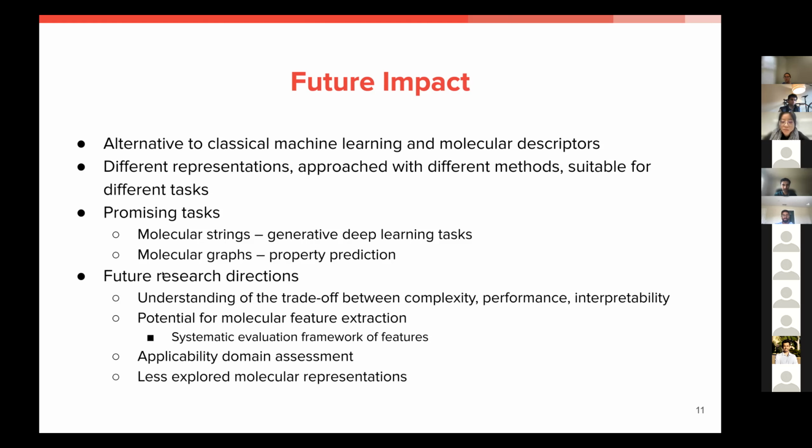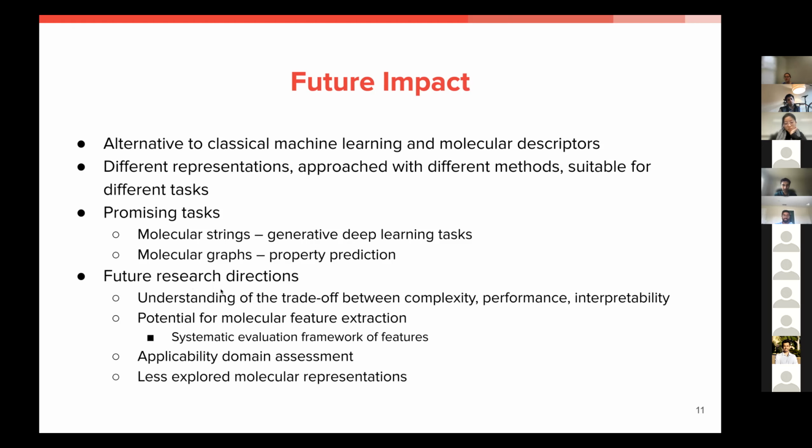The paper also proposes many promising and interesting future research directions. For instance, the paper argues that we need to develop a proper understanding of the trade-off between algorithmic complexity, performance, and model interpretability. It's also important that we further explore the potential for molecular feature extraction. And along with that, the paper argues that we need to have a systematic way of evaluating how good and useful the extracted features are.